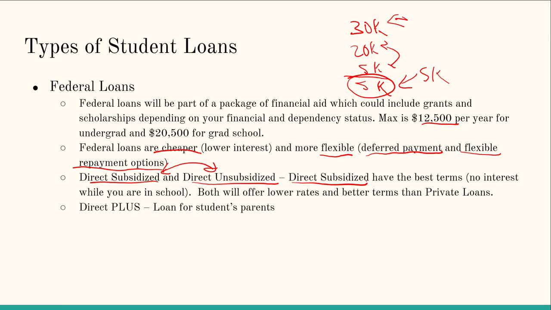There's also the Direct Plus, which is loans for students' parents. So the parent basically takes on the loan and uses the funds for paying for their child's education, but the loan would be under the parent's name, while these will be under the student's name.